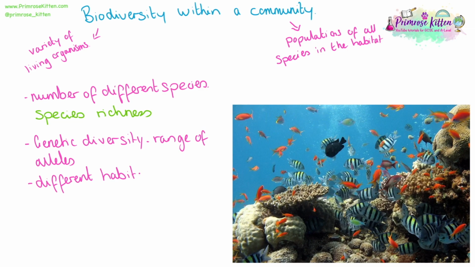Genetic diversity is the range of alleles within all of the different habitats around. So if we look at this example here, we can see we've got a number of different species of fish. So we've got fish species richness. We're also going to have invertebrates in here and plant life. There is going to be a range of alleles among the stripy fish, which I don't know the actual name for. And then there are lots of different types of coral, lots of different habitats all around.